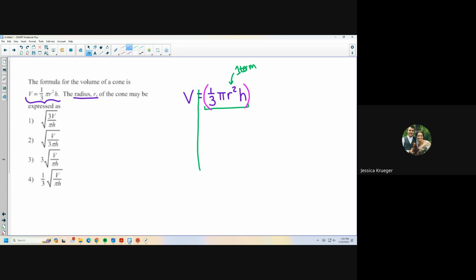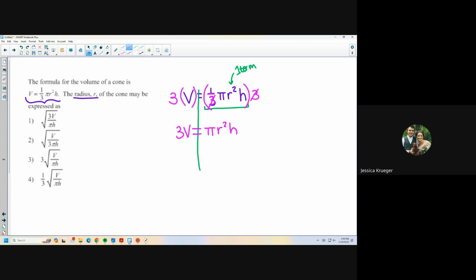So I'm going to multiply both sides by my denominator. My denominator is 3, and a fraction means divide by 3. So to get rid of divide by 3, I'm going to multiply by 3. On the left, I'll get 3v equals. The 3's are gone, and it becomes 1 pi r squared h.